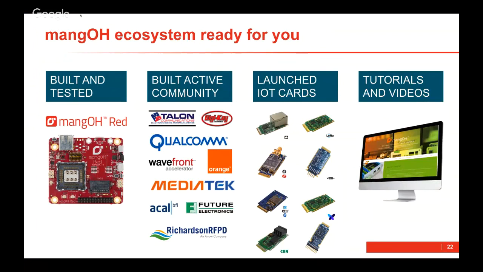DigiKey is, I would say, the main distributor for the Mango Red platform, and Element 14 for the Mango Green. We have companies like Talon Communications who are building IoT cards and building the Mango Red platform. We also have a number of other big tier one companies like Qualcomm, MediaTek, Orange and others who are using our platform and actively contributing to it. And we have worldwide distribution today with DigiKey, Richardson, Future, ACAL, and all others being part of the system.